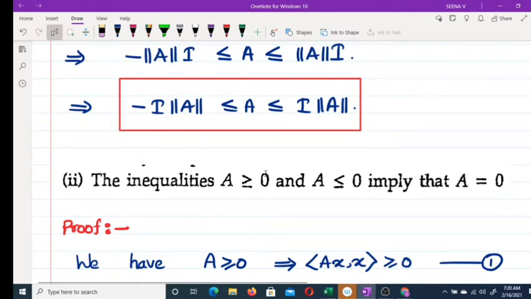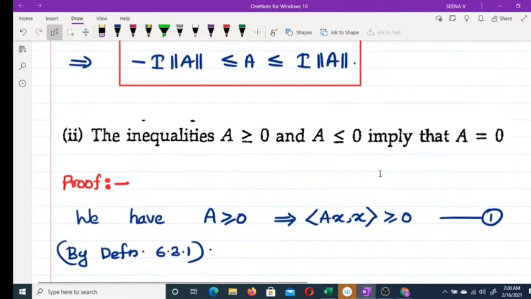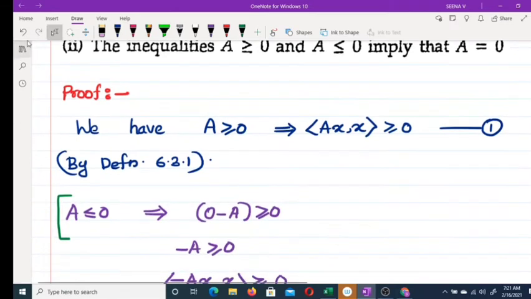A greater than or equal to 0 and A less than or equal to 0 imply A equal to 0. Here we have to prove this in the case of operators. These are not numbers. In the case of numbers, if we have x greater than or equal to 0 and x less than or equal to 0, it implies x equal to 0. A similar result also holds in the case of ordering of operators. So we have A greater than or equal to 0. This implies inner product Axx greater than or equal to 0.